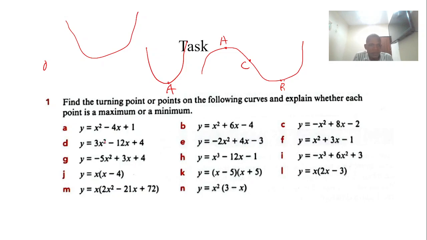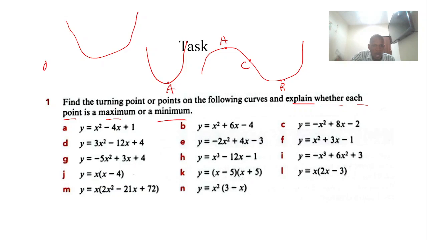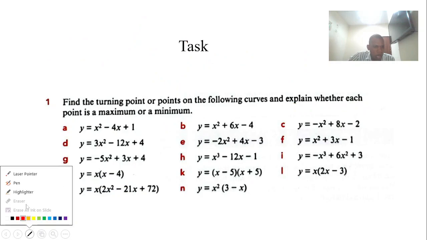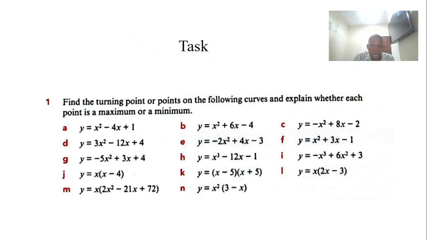So you have to find the turning point on the following curve, and it says explain whether each point is a maximum or a minimum. Let me solve one for you. Obviously you do it the same way as the last task. Let me solve K. Don't forget, if you have two brackets, you have to expand.